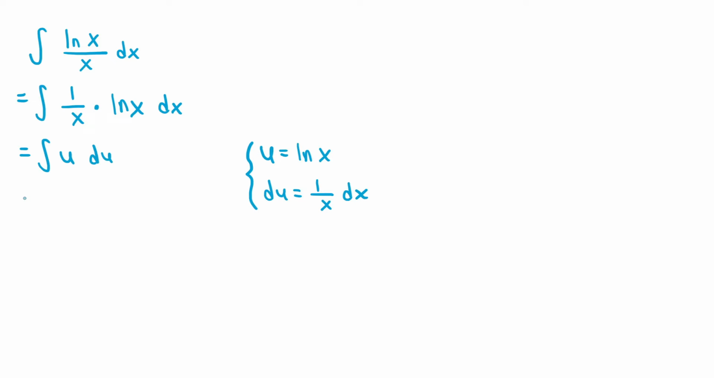So now we can do this integration, and we can use the power rule, and we know that the integral of u is just equal to u squared over 2 plus some constant c. And then we know that u is equal to ln x because that's what we set u to equal for the u substitution. So this is just equal to ln x all squared divided by 2, and then plus c stays the same, and then this is our final answer.